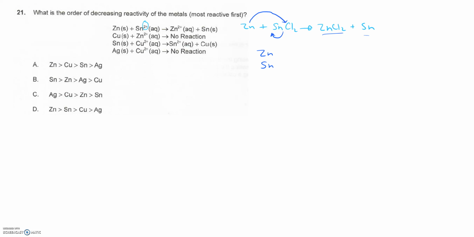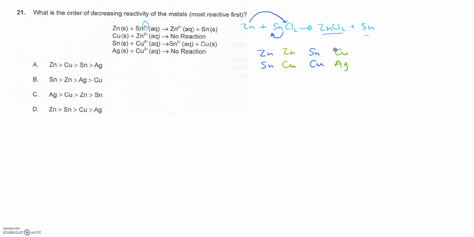Copper was not able to push out tin, and so zinc, oh my goodness, zinc is more reactive than copper. And then we've got tin and copper in the next one. Tin is more reactive than the copper. It's able to kick it out. So, switch up the color here again, tin is more reactive than copper. And then finally, silver is not able to kick out copper, so copper is more reactive than silver by not being able to kick it out.